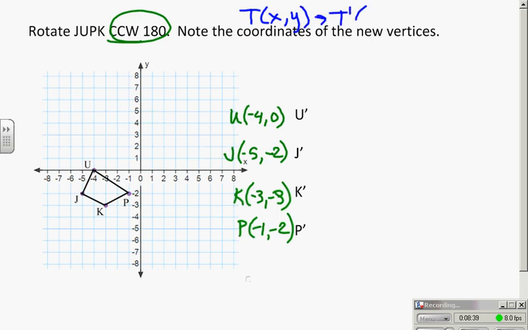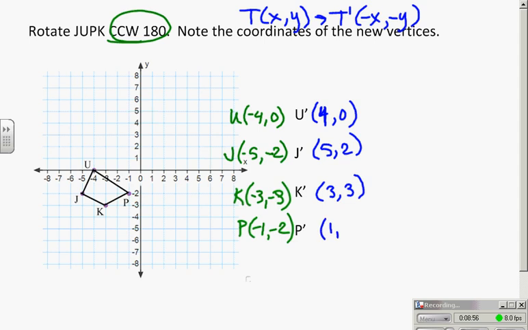Now remember, our rule says just do the opposite signs. So I'm going to leave the order the same and do the opposite sign. 0 doesn't have a sign. So J is going to go to 5, 2. K is going to go to 3, 3. And P is going to go to 1, 2.